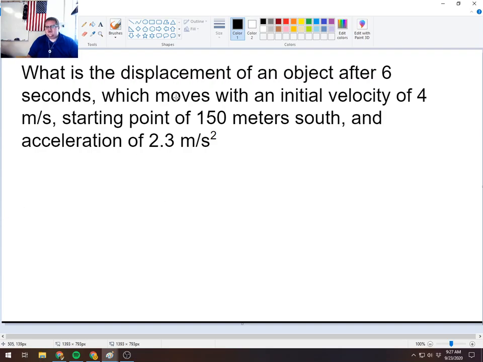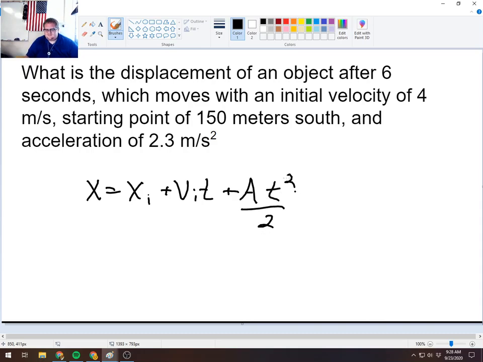So again, if you know how to use the equation, this is actually pretty straightforward because we just simply need to take our equation. I'll write it again so you have it. Displacement is the initial displacement plus the initial velocity times the time plus acceleration times the time squared divided by 2. Hopefully you know that is the exact same thing as 1/2 a t squared. 1/2 times a times t squared is the same thing as a times t squared divided by 2, and the order doesn't matter since we're multiplying. So you can use it interchangeably.